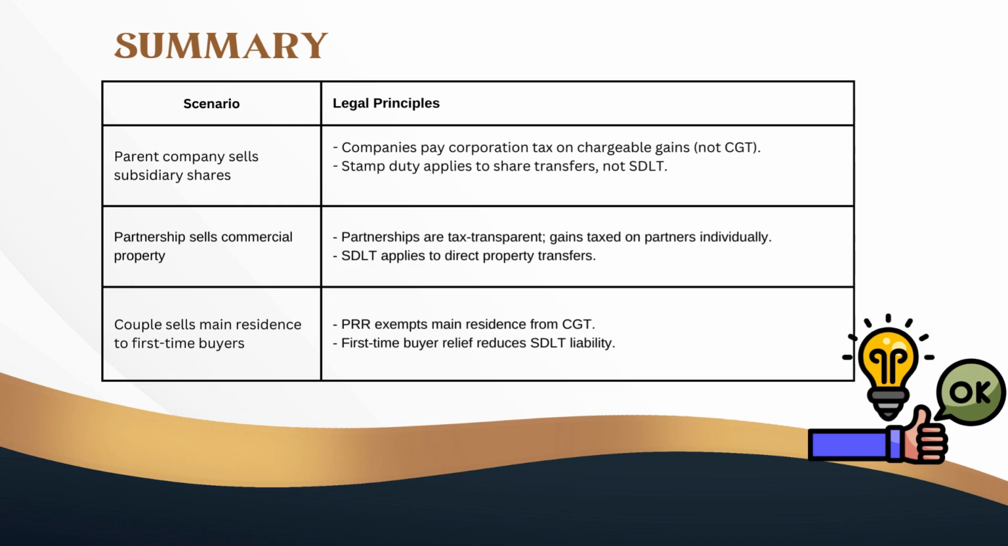In Scenario 3, a couple sells their main residence to a pair of first-time buyers. The sellers benefit from private residence relief, which exempts them from CGT because the property was their primary home. The buyers qualify for first-time buyer SDLT relief, which reduces the SDLT payable on the purchase.